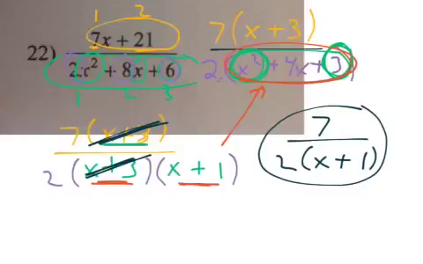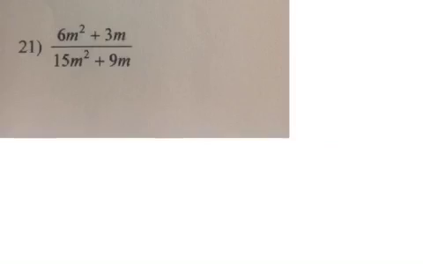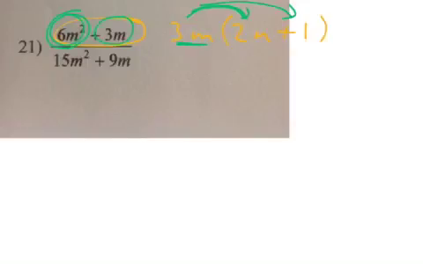Okay, let's try one more, and that's number 21. Starting with the numerator, hopefully you see that I have a GCF of 3 and m, and that leaves me 2m plus 1. Again, you can always double check, guys. Follow the green right here. Isn't 3m times 2m 6m squared? And isn't 3m times 1 3m? So yeah, 3m is a good GCF to use.